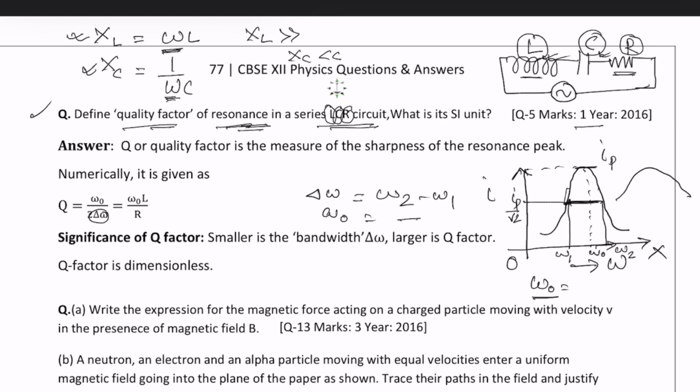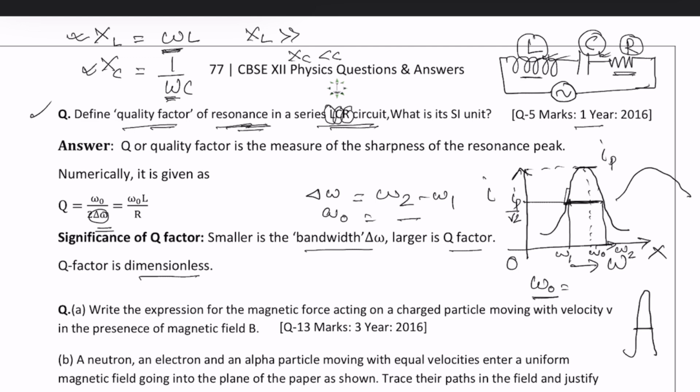So what is the significance of quality factor? Does it have any unit of measure? No, it is a frequency by frequency ratio, so it is dimensionless. What does it indicate? The smaller the bandwidth, the larger the quality factor, correct? So if it is very sharp, the smaller the gap, and since this gap is in the denominator, the sharper it is. So what is the actual meaning of this quality factor?